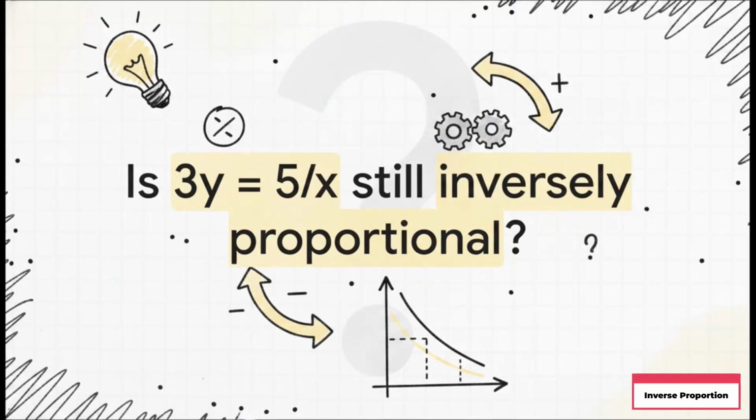Now, before we wrap up, I want to leave you with a bit of a provocative thought to really challenge your new understanding. Think about this equation. 3y equals 5 over x. Notice there's a 3 lingering right next to the y now. So, is it still inversely proportional? What do you think? Well, according to the mathematical rules, it absolutely is. It honestly doesn't matter if there are other numbers hanging out next to our variables. As long as one variable is fundamentally equal to something over the other variable, the inverse rule still completely stands.